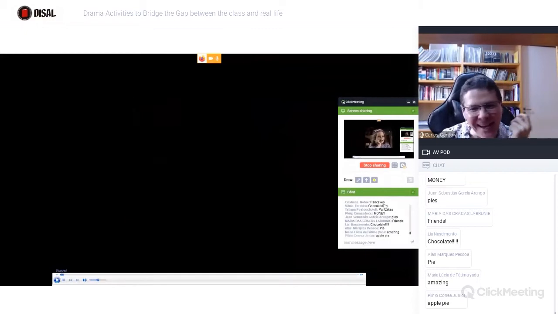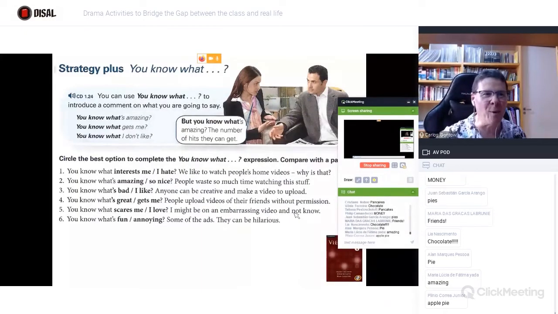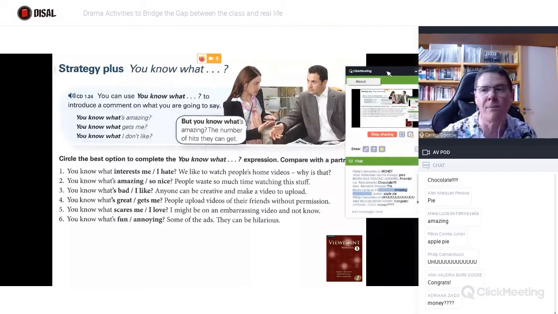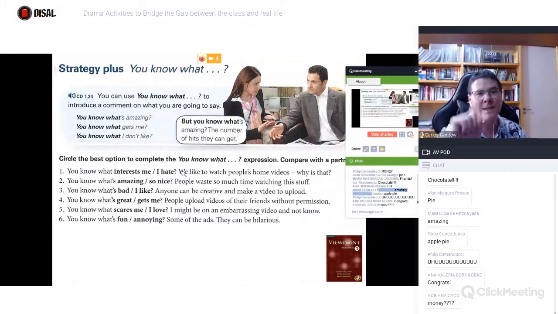Money. That's right. Somebody said apple pie. Now look at this sentence. This is a sentence from a book. I'm using examples from one of the books I use in my teaching, but you can do this with any book. Students are learning this lesson. You say, you know what I love, you know what I hate, you know what's amazing, and they have to select the right alternative. In number 1 through 6, you have 2 alternatives. I'll give you 1 minute to decide the correct alternative. You don't need to circle because you can't circle the screen of the computer.